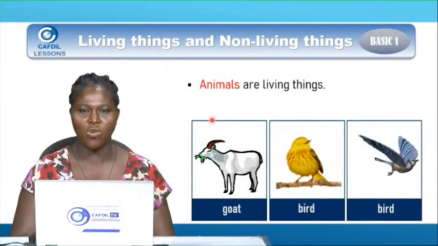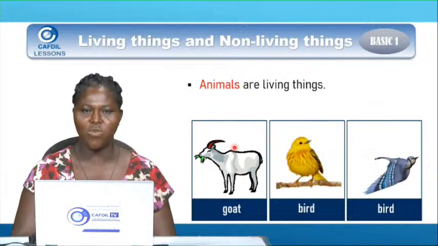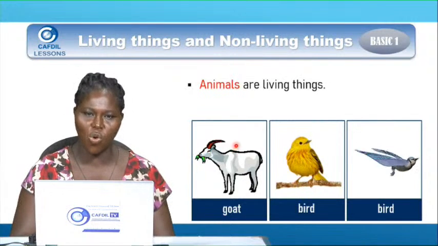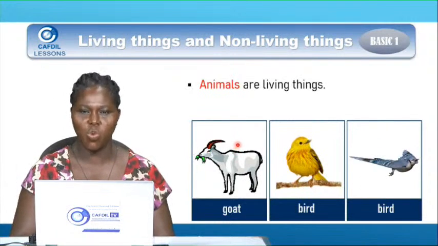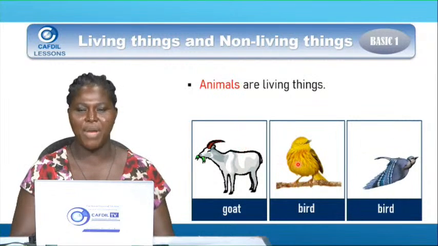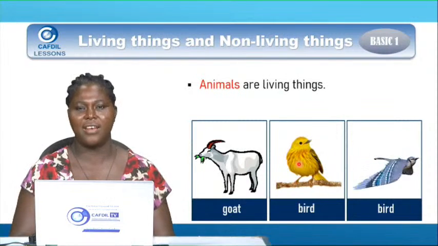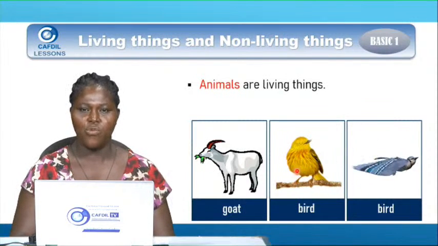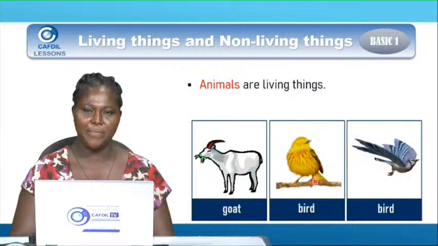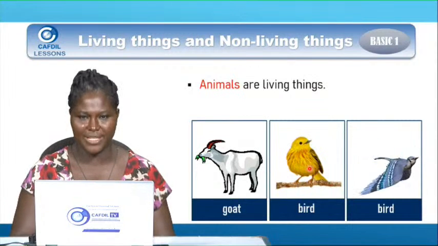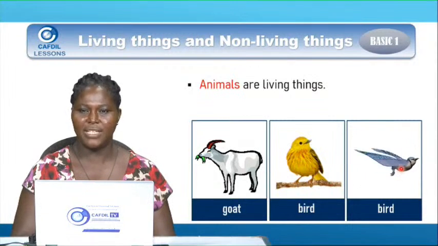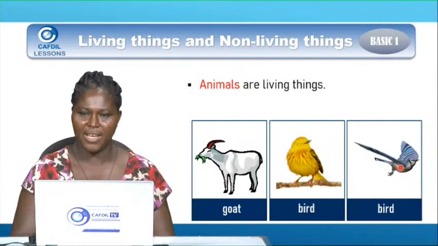So we saw goats, another goats. We saw brown goats and white goats. We also saw a bird. So a goat is an animal and it's a living thing. We saw a bird in the picture. We saw two birds, the yellow and then the one flying.